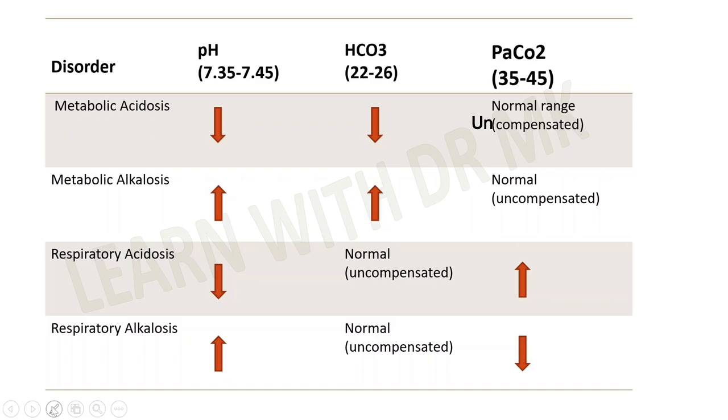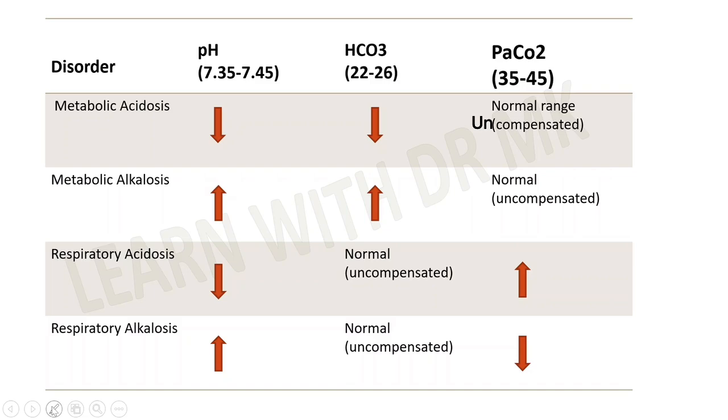So similarly, in metabolic alkalosis, the pH is more than 7.45 along with a bicarbonate of more than 26. And similarly, the partial pressure of carbon dioxide is normal in uncompensation, but when it is compensated, it should be on the higher side. Similarly, in respiratory acidosis, the pH should be less than 7.35 along with the partial pressure of carbon dioxide more than 45. So it is respiratory acidosis.